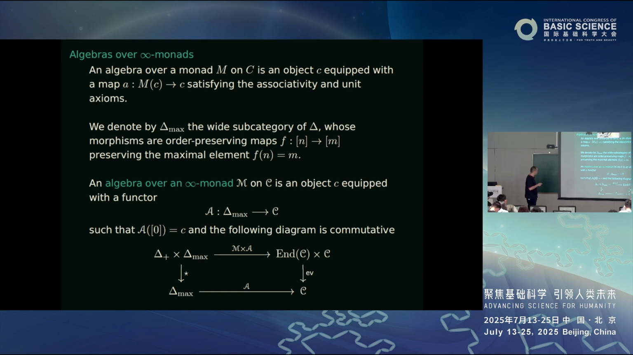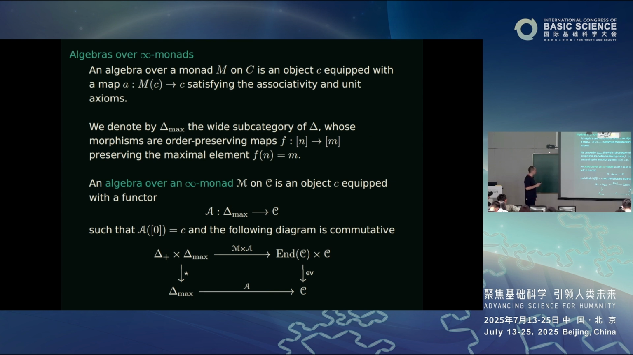If you have a classical setting and C is an ordinary category and M is a monad, then an algebra is defined as an object C equipped with some map from M of C to C, satisfying the ordinary associativity and unit axioms expressed in the form of some commutative diagrams. But when we want to generalize it to the case of infinity categories, we need to use the same strategy as we used with monads. We need to find something like a walking monoid or walking algebra in some sense, or walking action.